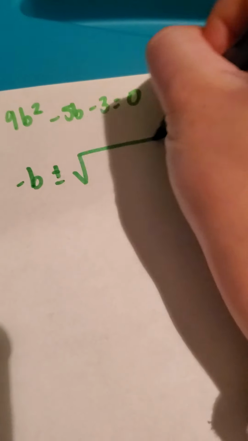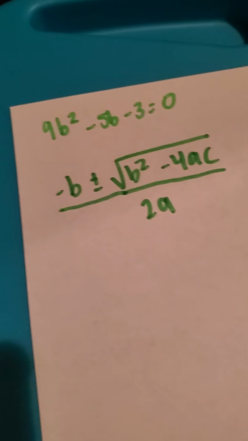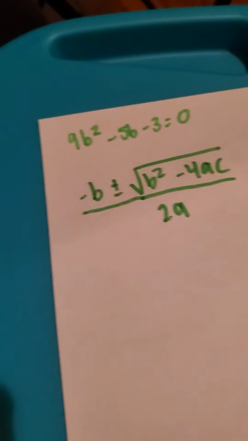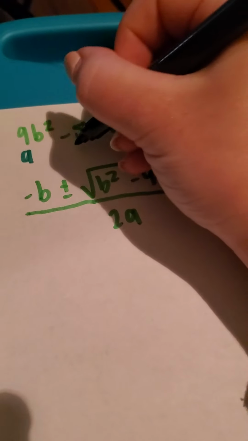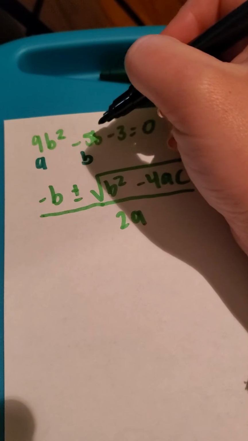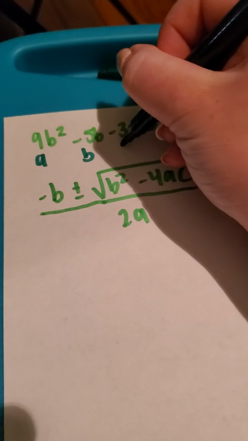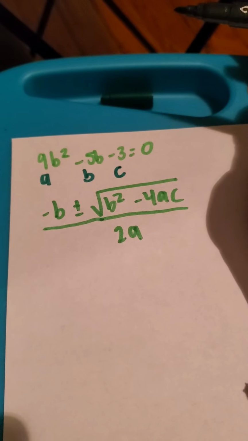So for this, you are using the quadratic formula, negative b plus or minus the square root of b squared minus 4ac, all over 2a. So the first thing that you need to do is go through and label your a, b, and c. a is always in front of the x squared. b is in front of the middle term, the one that doesn't have the exponent, and c is always just the number, the constant at the end.